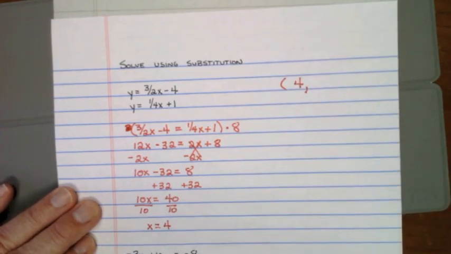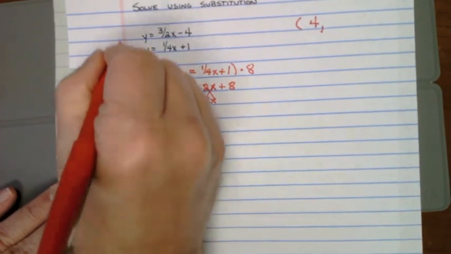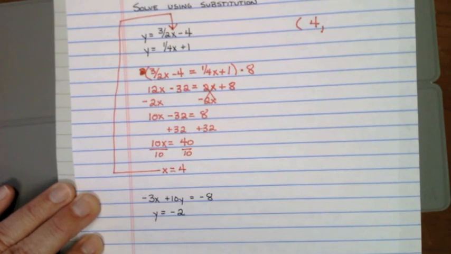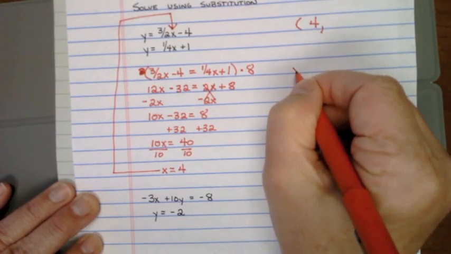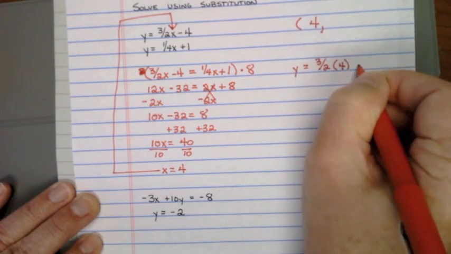Now I need to find the y coordinate. The way I find my y coordinate is I take this x and I'm simply going to plug it in to that first equation right there. And when I do that, it looks like this. Y is equal to 3 halves times 4 minus 4.